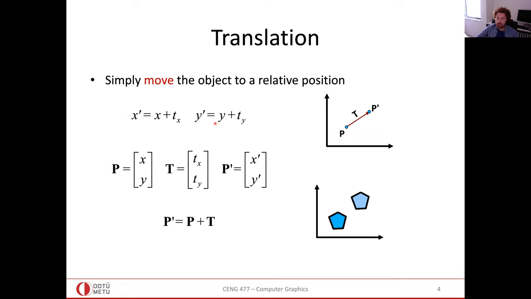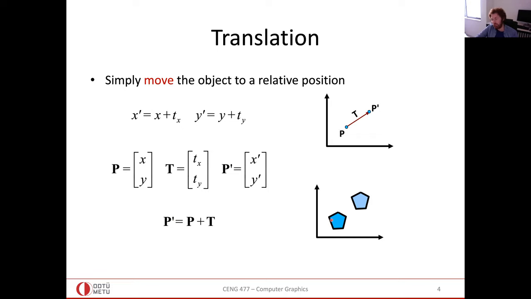If we represent the point as a vector and the transformation as a vector, then you just need a simple addition, right? Because X prime is equal to X plus TX and Y prime is Y plus TY. So later we will realize that summation here is not compatible with other operations. So we will see how to convert this into a matrix multiplication using homogeneous coordinates. But currently all it does is it moves this point to here.